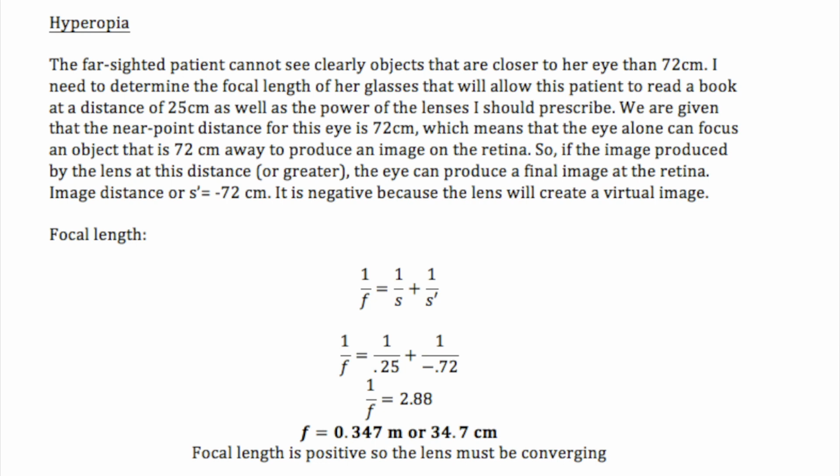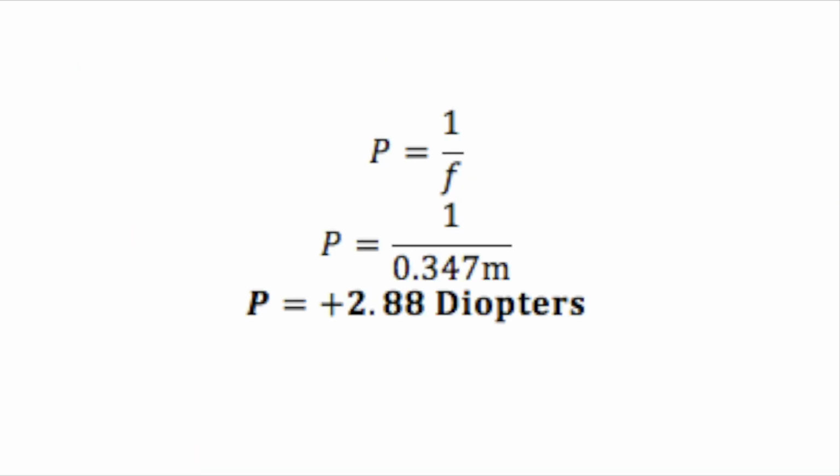Therefore, to find the focal length, I must use the thin lens equation. In this case, I'll plug in the numbers, and the thin lens equation will be 1 over F equals 1 over 0.25 plus 1 over negative 0.72. Therefore, 1 over F equals 2.88, and F equals 0.347 meters, or 34.7 centimeters. Therefore, the focal length is positive, so the lens must be converging. The power of my patient's lenses can be found using the power equation. In this case, P equals 1 over 0.347 meters, and the power therefore equals positive 2.88 diopters.